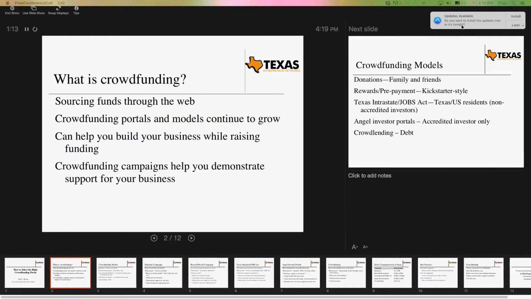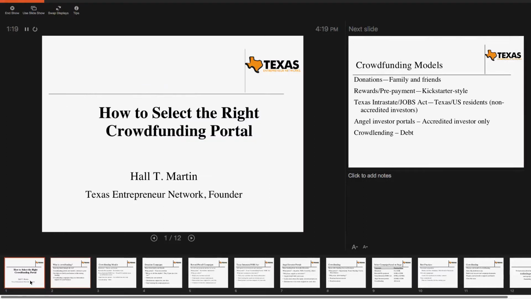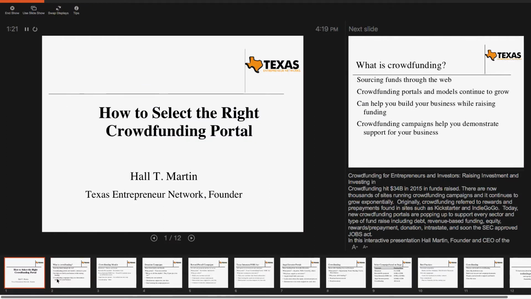I'm with the Texas Entrepreneur Networks, and we're going to talk today about how to select the right crowdfunding portal for your fundraise. Just as a quick background, I've helped start 3 angel networks. I run 3 crowdfunding portals. I run a conference series, and we call that the 10 funding portal.